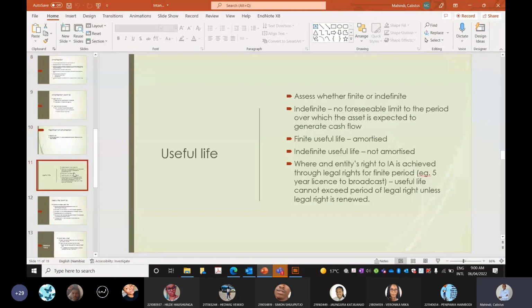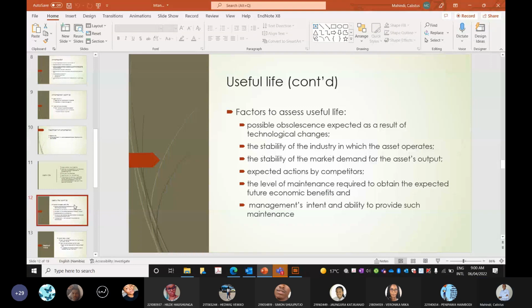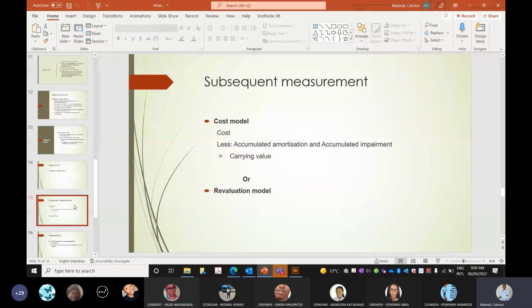Okay, great. So let us now deal with this last one, subsequent measurement. We have two models that you're going to use. So there's the cost model and there's the revaluation model. All right. So typically we would probably use the cost model because normally for an intangible asset, if there's no active market, then we will not usually be able to determine a new fair value. And normally when we revalue an asset, we have to revalue it to its fair value. So we'll normally use the cost model, which is cost less accumulated amortization and accumulated impairment losses. That gives you the carrying amount.